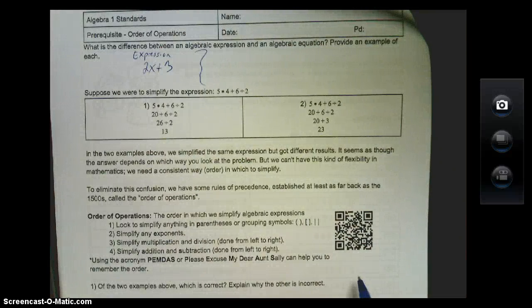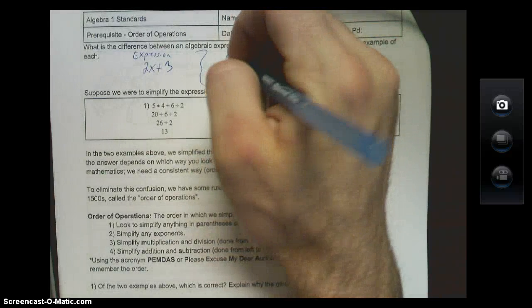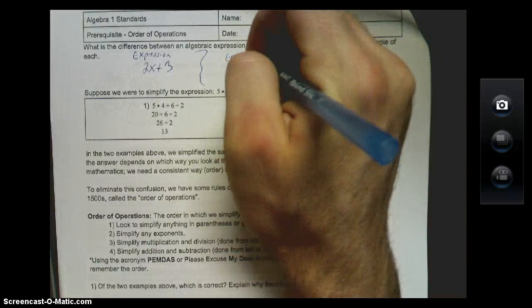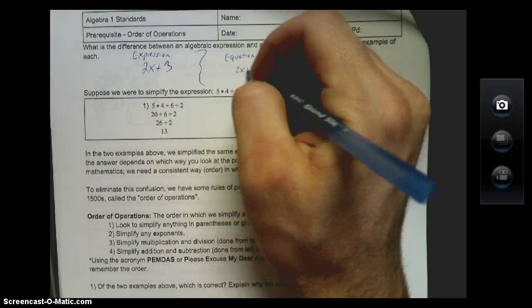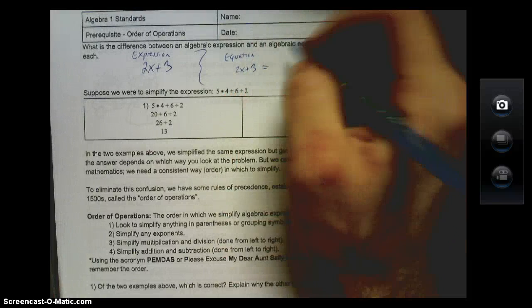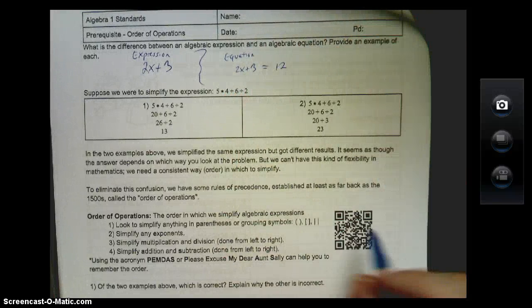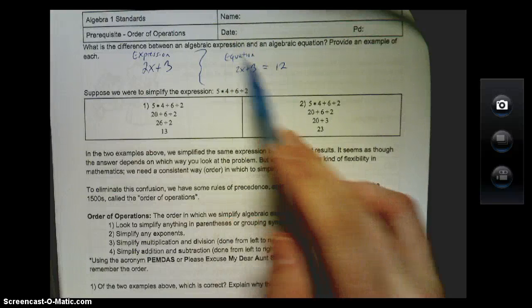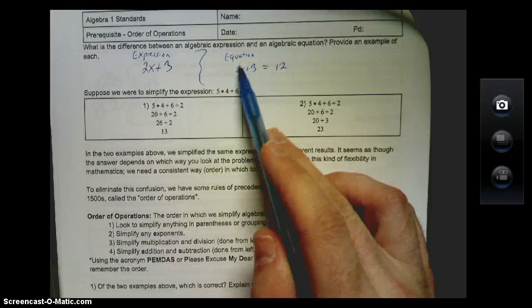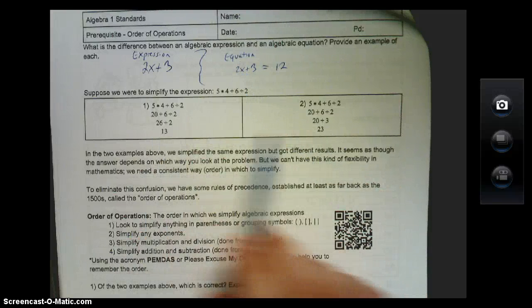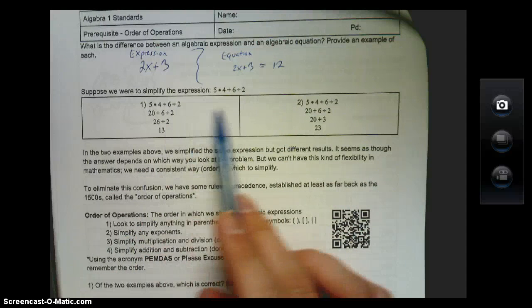Now, an equation, on the other hand, is something where we have, say, this 2x plus 3, but it equals a value, okay? Hence equation, equal. When you see the equal sign, right away you can think to yourself, there's your equation. Okay, so this next part here, suppose we were to simplify the following expression.